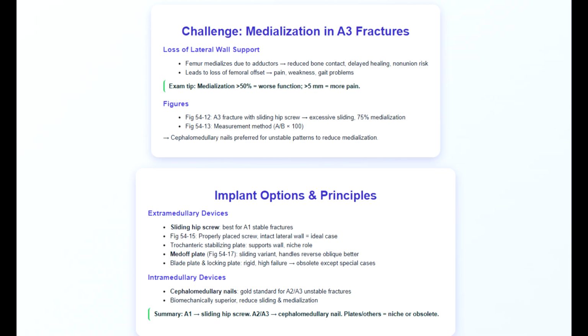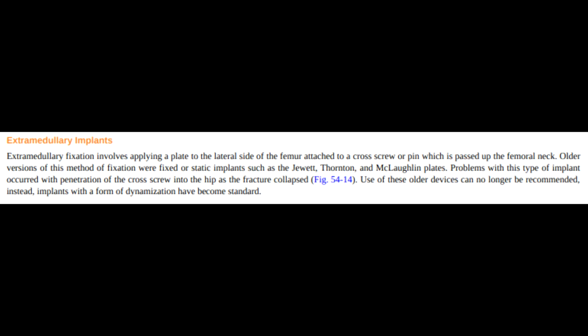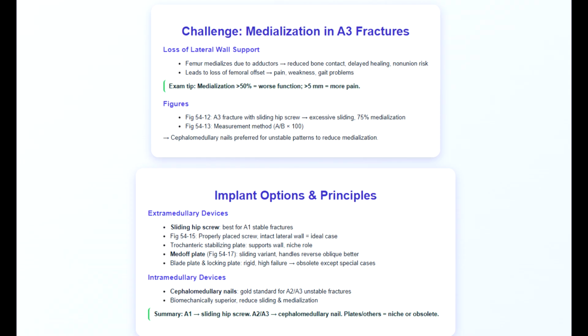Now, let's explore the different implant options. Broadly, implants can be divided into extramedullary devices and intramedullary devices. Extramedullary fixation refers to plates and screws applied to the lateral side of the femur, with the sliding hip screw being the most common. Intramedullary fixation refers to cephalomedullary nails, which pass through the medullary canal. The choice between these two has been the subject of countless studies, but the general consensus is clear. Sliding hip screws remain appropriate for stable A1 fractures with intact lateral wall, while cephalomedullary nails are preferred for unstable A2 and A3 fractures.